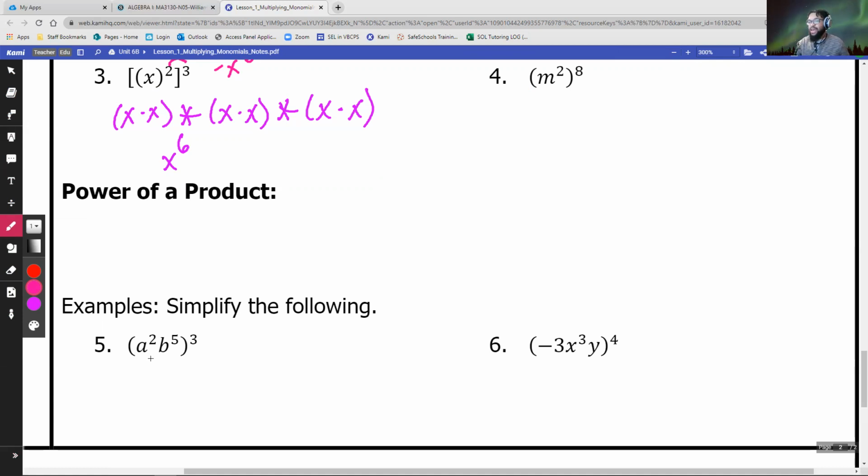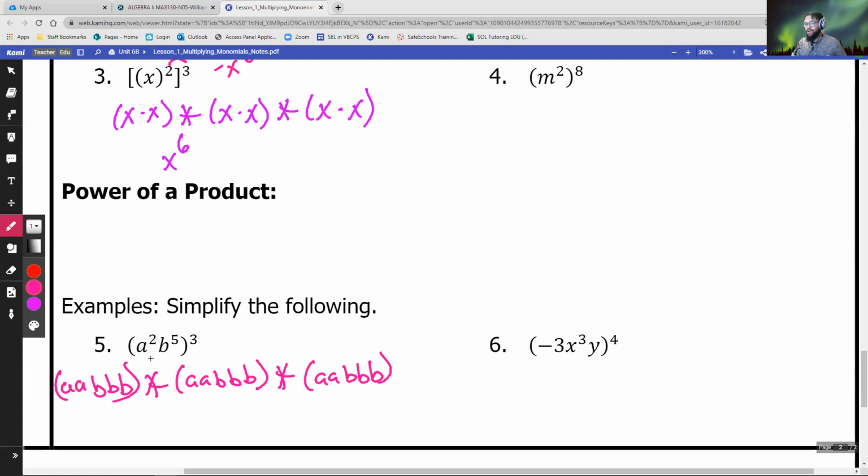So when we look at 5, we have a squared b to the 5th, cubed. That's the same thing as saying a times a times b times b times b times b times b, times a times a times b times b times b times b times b, times a times a times b times b times b times b times b. Oh, that's b to the 5th, I forgot 2 b's on each of these. Okay, now I got my b to the 5th. Careful, make sure you don't make mistakes like that, because that will really throw off your problem.